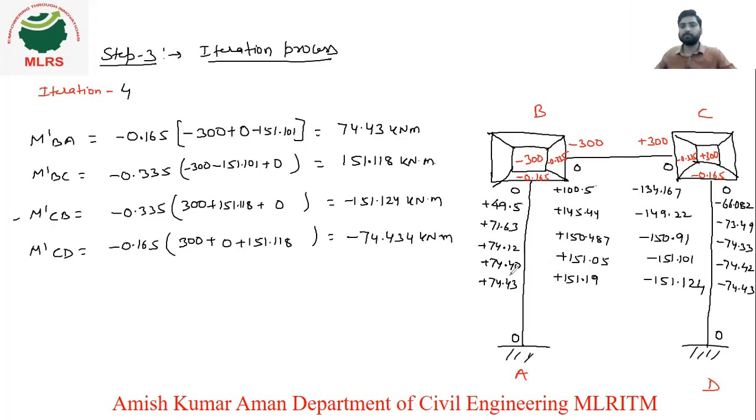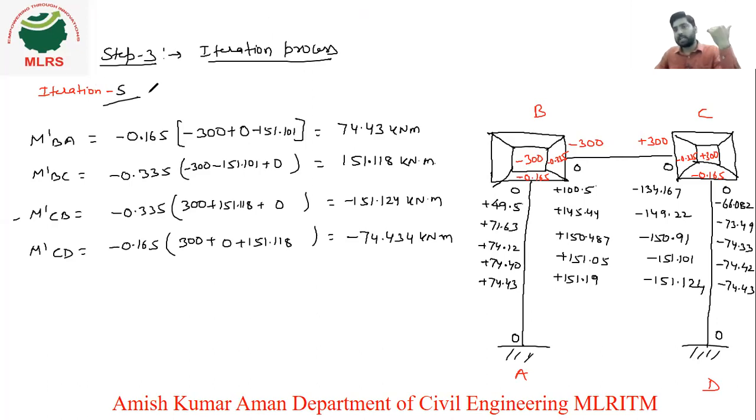Now you can see 74.40, 74.43, 151.05, 151.101, 151.124, 74.42, 74.43. So it is very near to each other, right? So you can stop this at this step, that is iteration number, sorry, this is your iteration number 5, right? So at iteration number 5 you can stop.